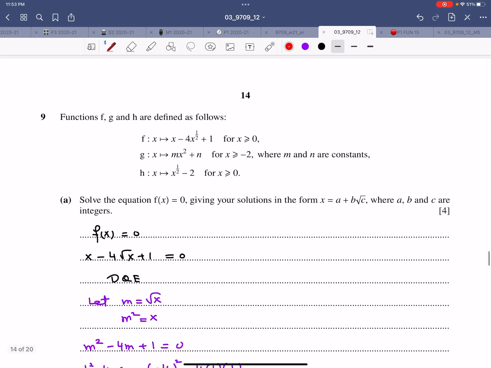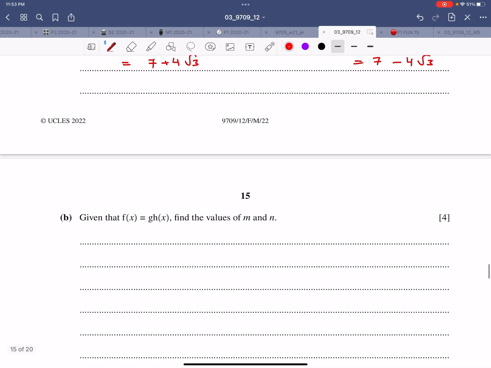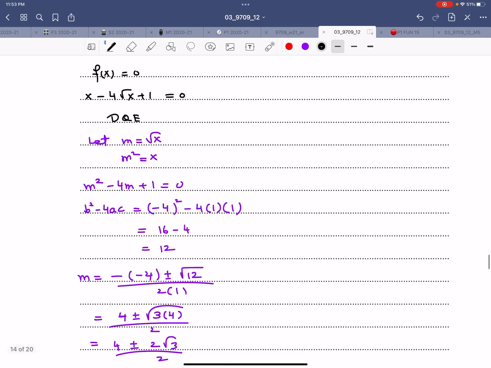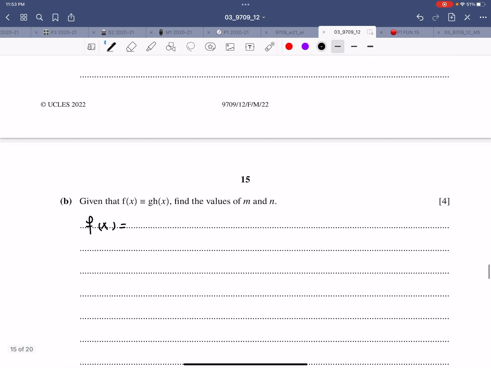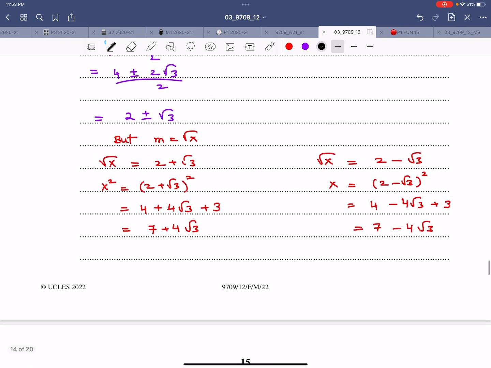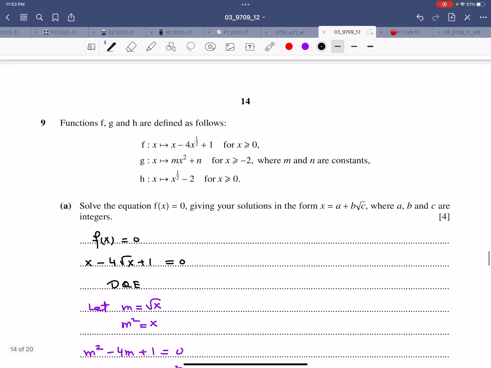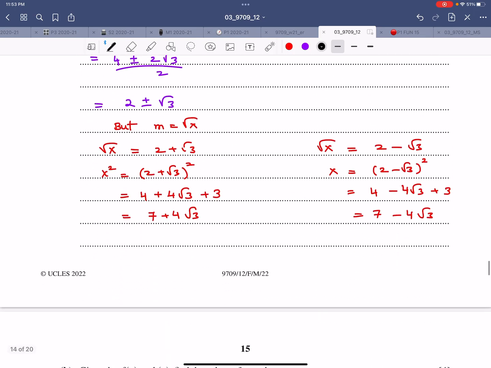Now let's move ahead. It says f(x) is g(h(x)). What is f(x)? Let me write it again. That is x minus 4 root x plus 1. What is h(x)? h(x) is root x minus 2. So h(x) is root x minus 2. What is g(x)? g(x) is m x square plus n. So that is m x square plus n.